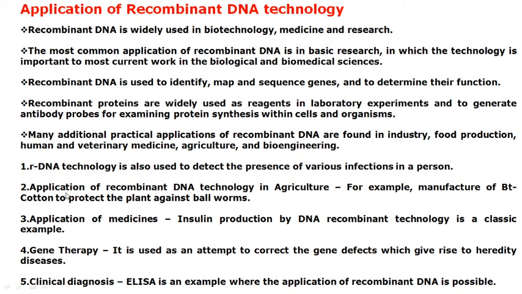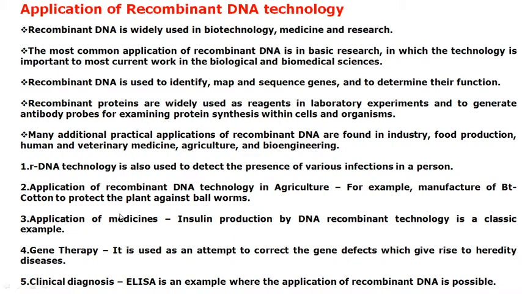Apart from that, recombinant DNA technology is widely used these days in the agriculture field also. For example, you may have heard about BT cotton. This BT cotton is protected from that insect, the bollworm.